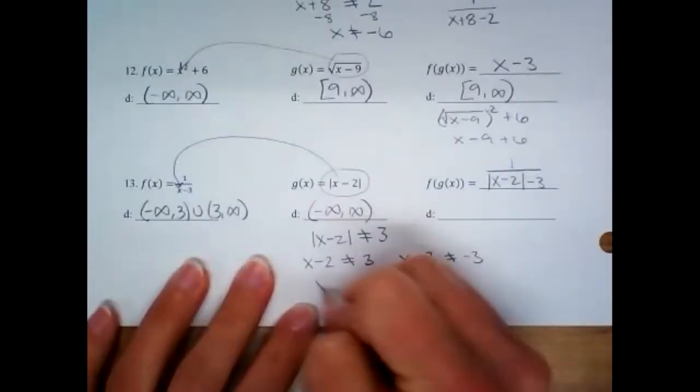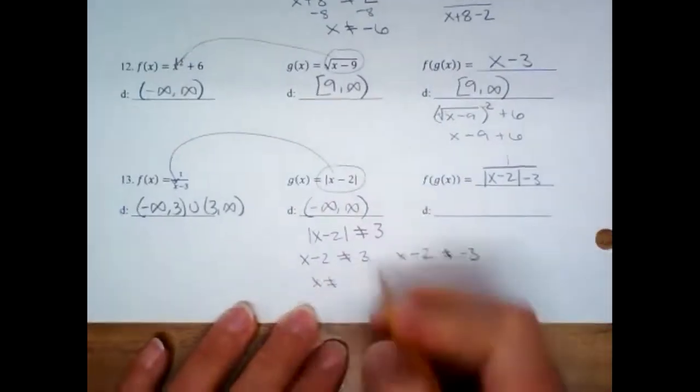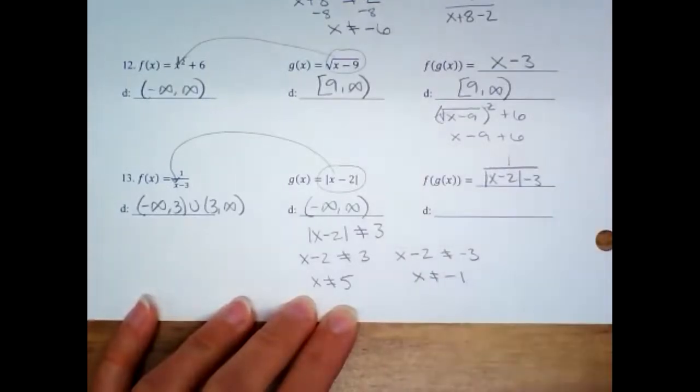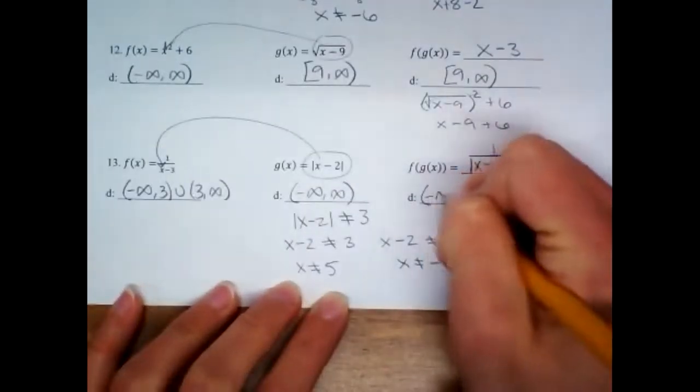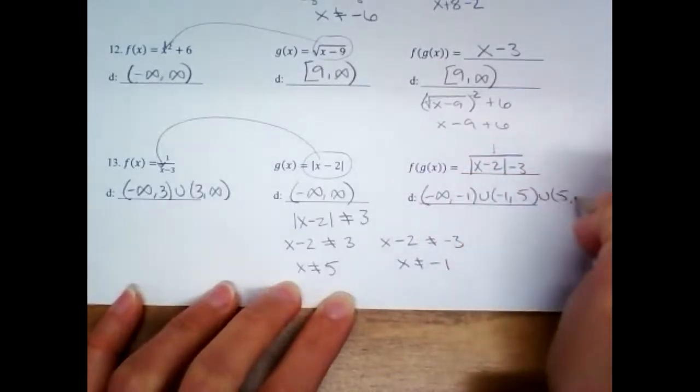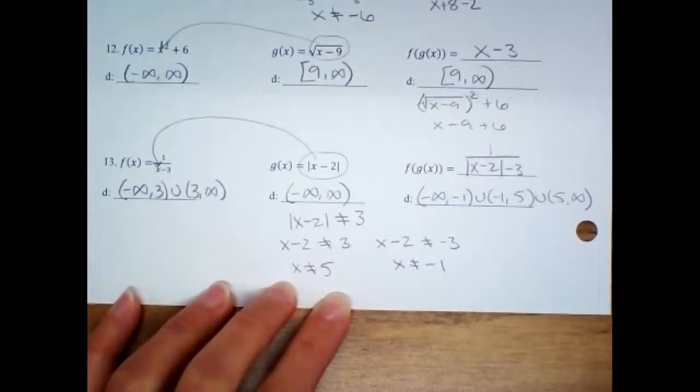So what's the first one? X can't be what? Five, good. And X can't be negative one. So you're going to have to skip over negative one and five.